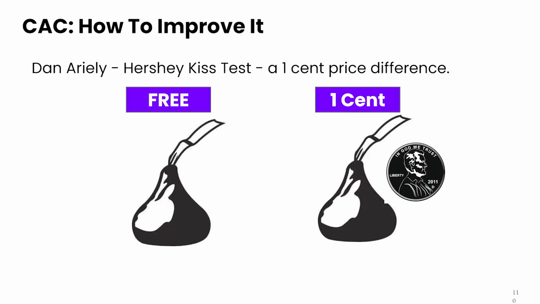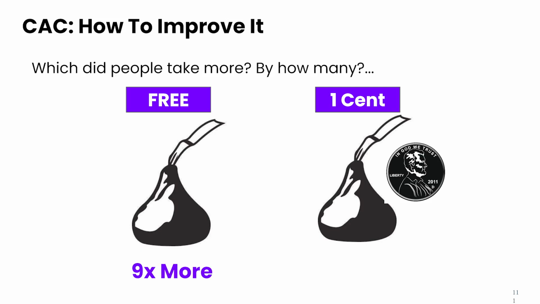Dan Ariely, again, none of this is in the book. I had to cut this out. Dan Ariely, who's a famous behavioral economist, psychologist, whatever, some science dude, ran this thing called the Hershey Kiss test, and he would give away Hershey Kisses for free, or he'd give them away for a penny. Want to guess the difference in take rates on a college campus? 9 times more people took the free Hershey Kiss versus the 1 penny kiss. And he called this the penny gap.